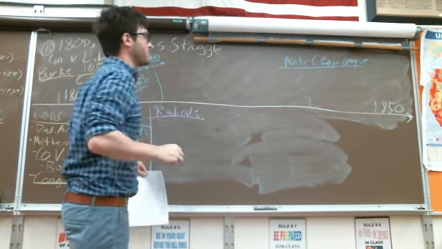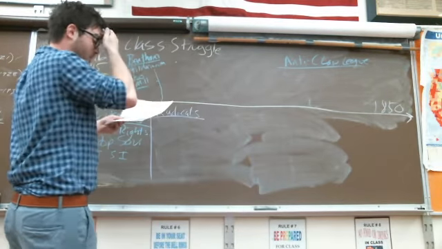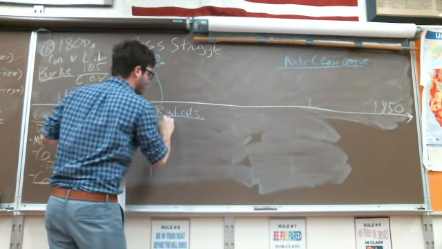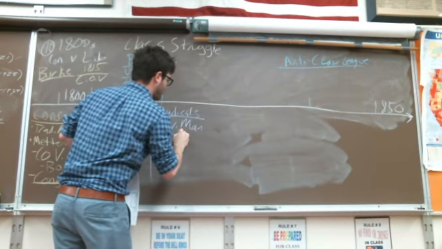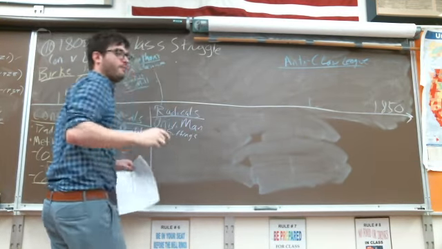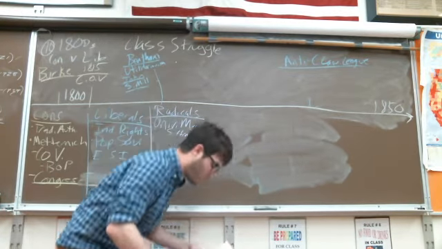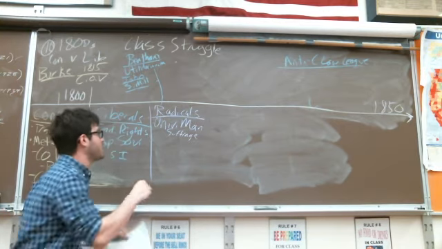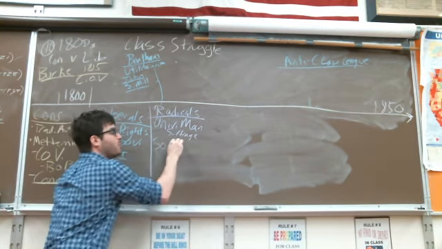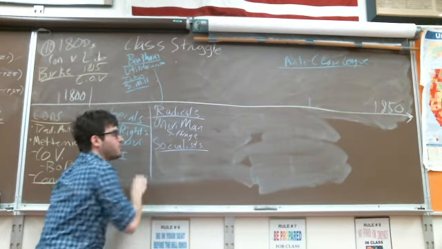Our next group are the radicals, right? They're even farther to the left. They talk about universal manhood suffrage. Universal manhood. Everybody should be able to vote, the poorest of the poor, whether they own land, have wealth, or are educated in the least bit. With the radicals, let's put the most important group. Socialists.